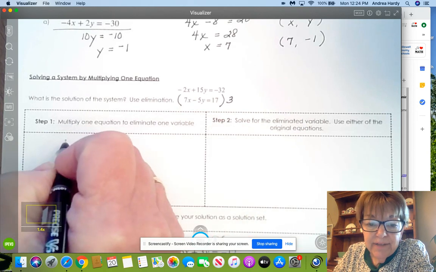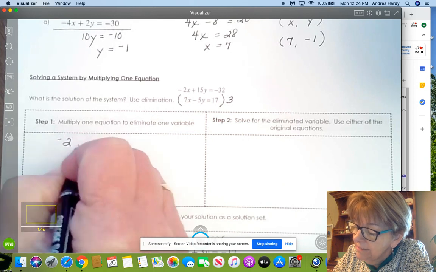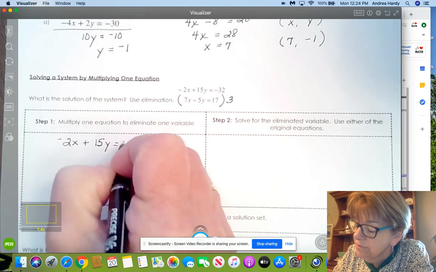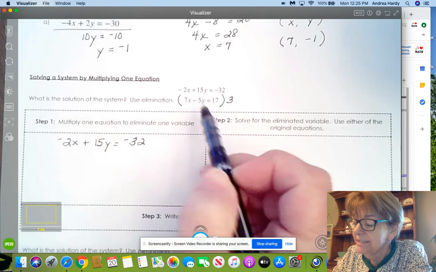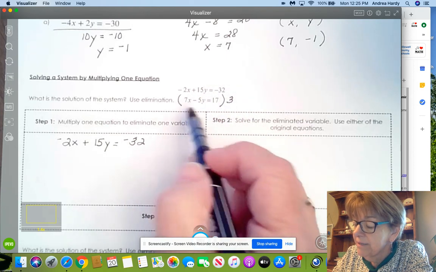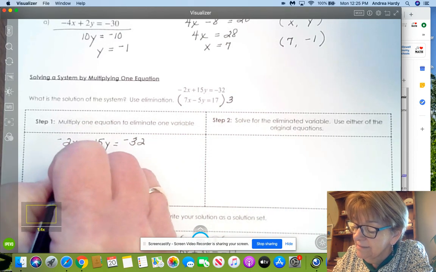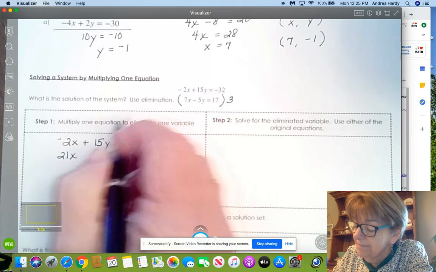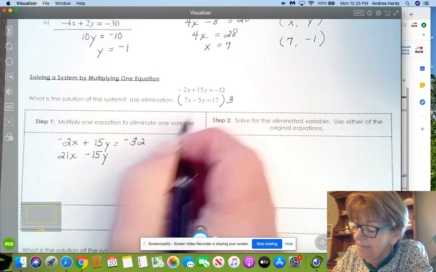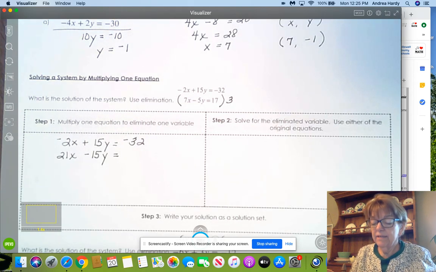So down here, I'm going to write my equation, my top equation. I'm not changing it at all. -2x plus 15y is equal to -32. All I did was copy the equation back down. But now I'm going to multiply the 3 by the whole equation. 3 times 7x is 21x. 3 times -5y is -15y. I have an equal sign. And 3 times 17 is 51.